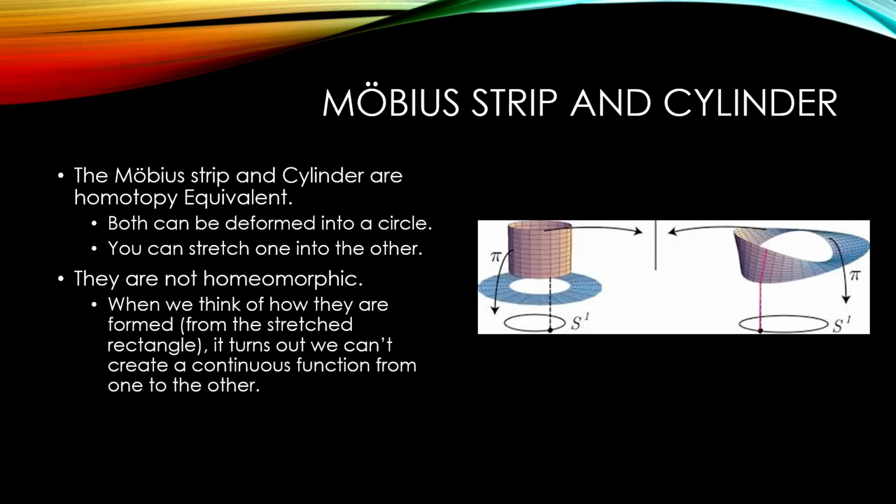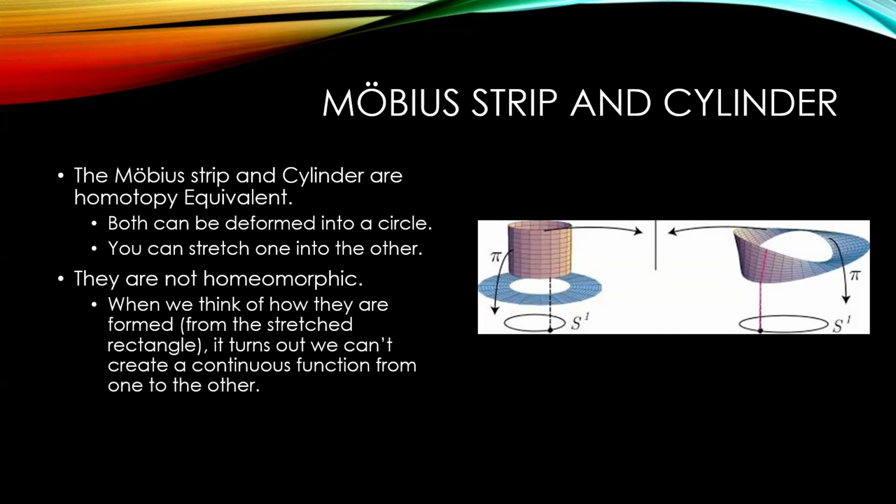When we think of the Mobius strip and the cylinder, it's a similar idea. The question becomes, are they homotopy equivalent or homeomorphic? And in this case, they can both be stretched into a circle, and so they are homotopy equivalent. They are not homeomorphic though. It turns out we cannot create a mapping which is continuous from one of them to the other.